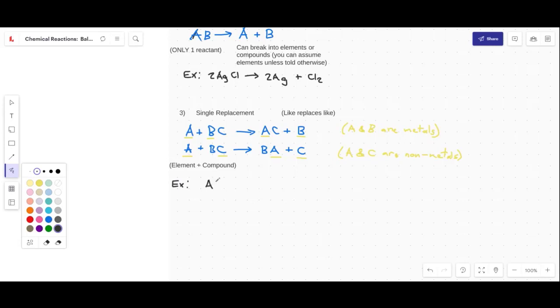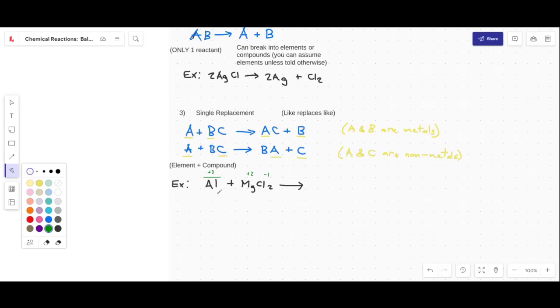So for example, if I have aluminum reacting with magnesium chloride, I think this reaction actually would work. What's going to happen here is that aluminum and magnesium are going to switch places, but you have to take into account the charges of these guys. So aluminum, right now it has no charge, but when it does have a charge, it's usually a +3. And magnesium in this compound is a +2, because it's part of an ionic compound, and chlorine's a -1.